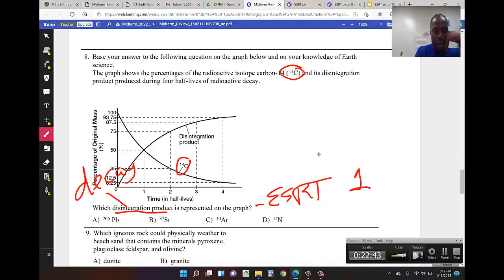So let's go back. It's not A, definitely not B, definitely not C either. We're looking at N14. So the answer for that question is D.